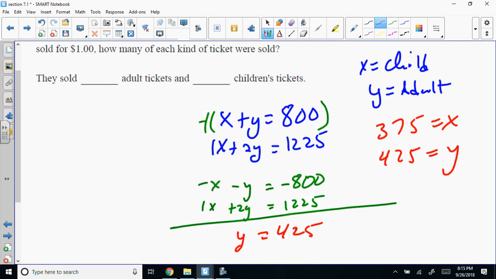Dollar times amount plus dollar times amount equals a dollar of all that, right? So it's a value equation. What is the cost of my child? What is the cost of my adult? How much money did I take in?